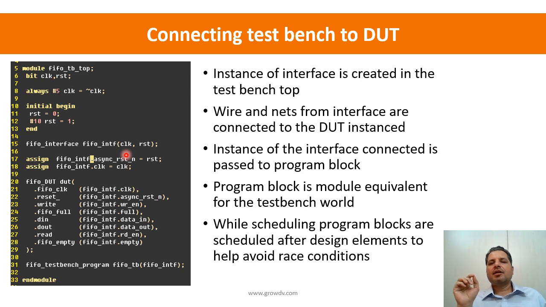So keep that in mind: an interface is not a port. An interface is basically all your connections. It's abstracting the connections that are taking place, and to those connections you can now define the views, because connections by default do not have direction or any clocking information. They are just a bunch of connectors. Using modports and clocking blocks, you define the clocking information as well as the direction, right? So keep that point in mind.